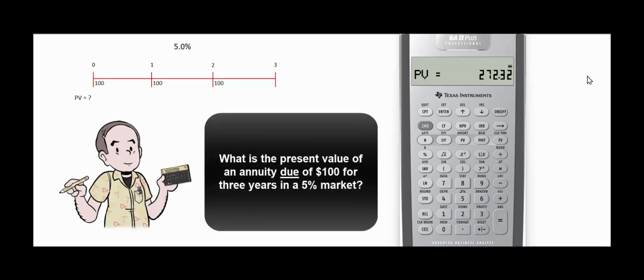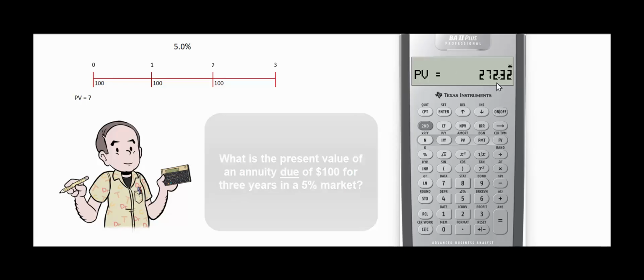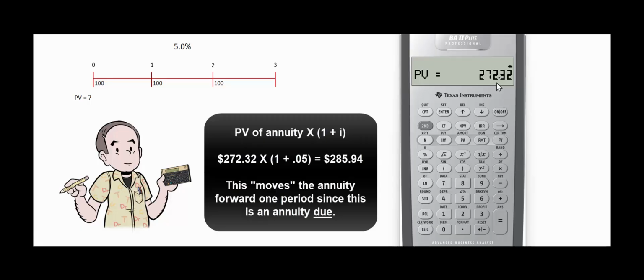Okay, last one. The present value of an annuity due in a 5% market where the payment is $100 per year over 3 years. Again, I highly recommend that you not use the calculator. If you find the present value of the annuity, take that $272.32 and multiply it times 1 plus the interest rate, because what's happening here is we're getting an extra period of interest on all that stuff. And you take that 272.32, multiply it times 1.05, and you get 285.94.